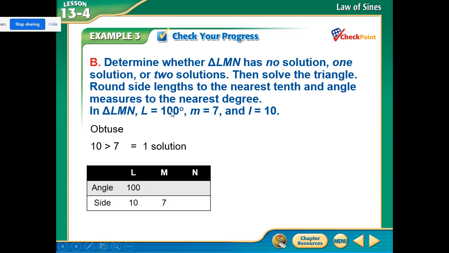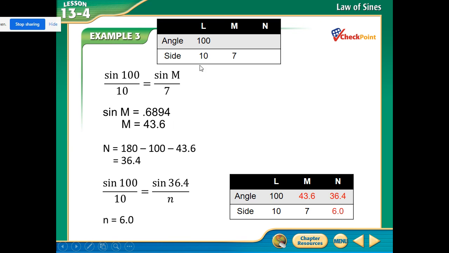What about this one? We have an obtuse, so we're just looking at our 2 values here, and the L is bigger. So since the L is bigger, we do have 1 solution. So if it's just 1 solution, we just solve it like we normally do. No major issues or problems. So sine 100 over 10 equals sine m over 7. So a second sine gives us 43.6. 180 minus 100 minus the 43 is 36.4. Cross multiply here, and we get 6. And so filling in our chart here is that 43, the 36, and our 6, giving me the triangle.